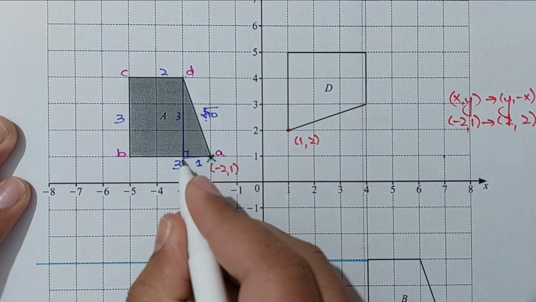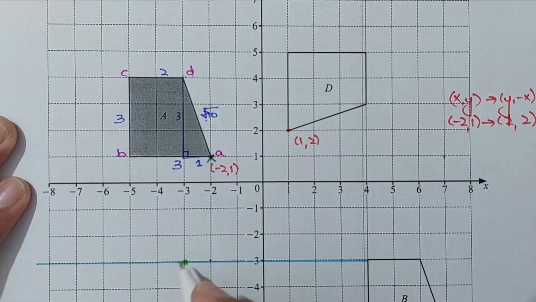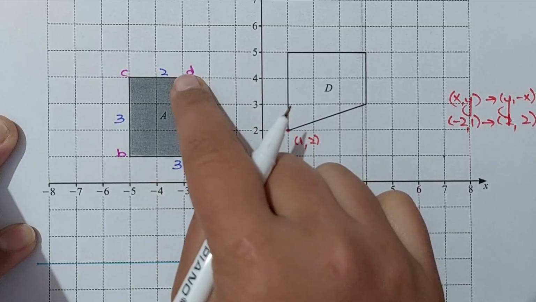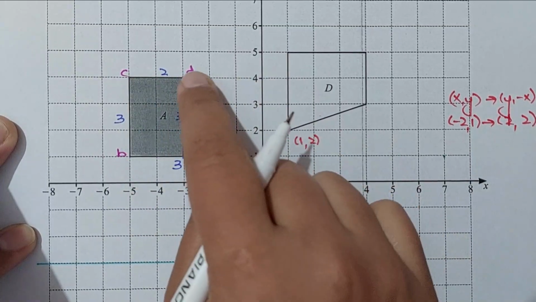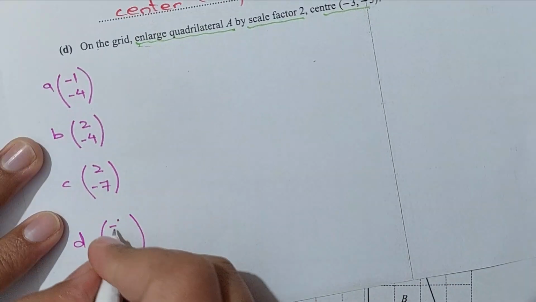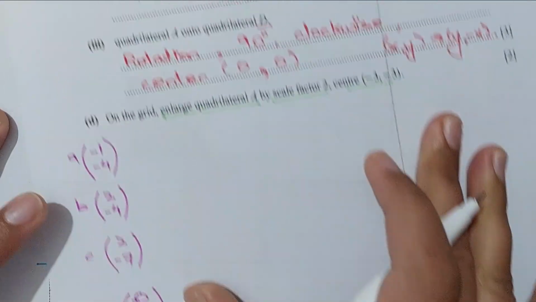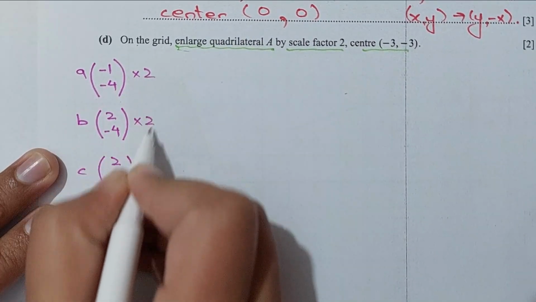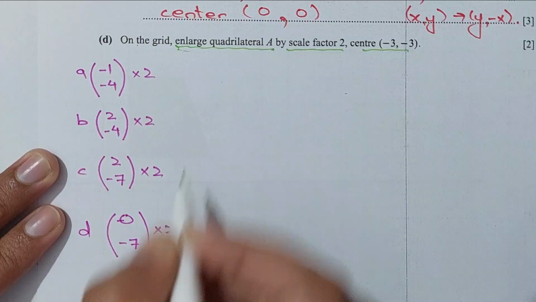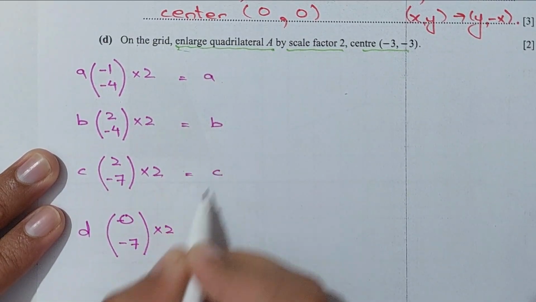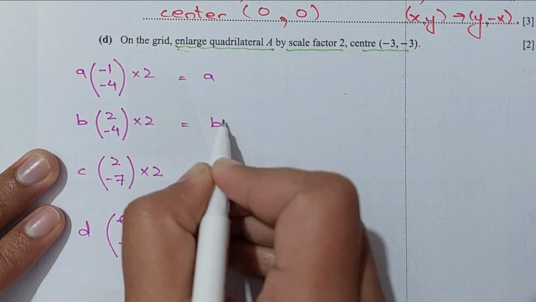The last is D. So we move 1 left, -1, 1, 2, 3, 4 and 4 down. -1, -4. Oh, this is A. Wait, this is D. So there is no horizontal translation. The vertical is 1, 2, 3, 4, 5, 6, 7 down only. So this is 0 and -7. Now multiply this with the scale factor. The scale factor is 2. So times it by 2. So this becomes the new A, new B, new C, and new D, the primes we can say.